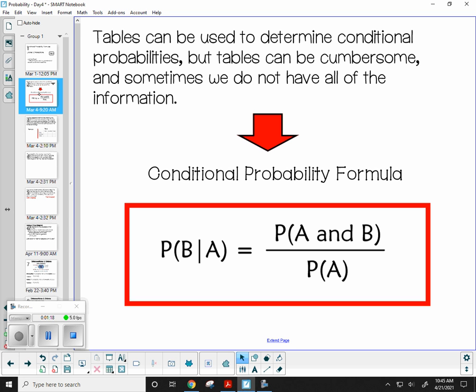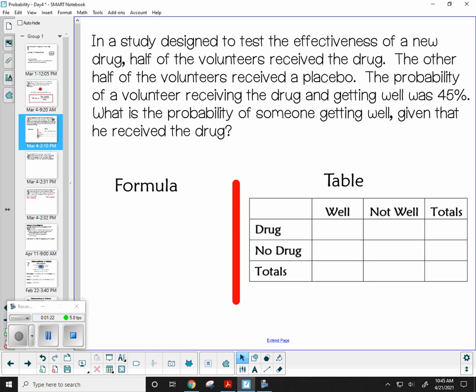Okay? So I'm going to show you a problem here. We're going to go through a problem where I'm going to do it both ways, by the table and by the formula. Sometimes the formula is faster. Sometimes I think if it's getting too confusing, the table is easier to break down and look at. So I like both for different reasons.